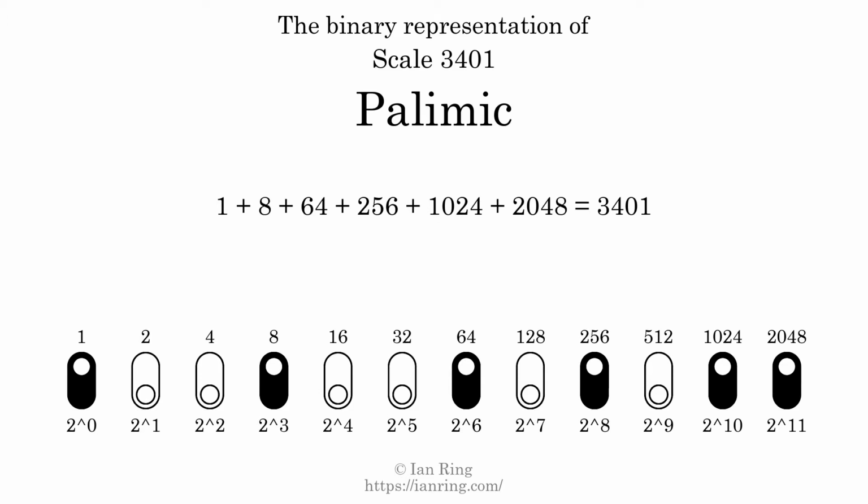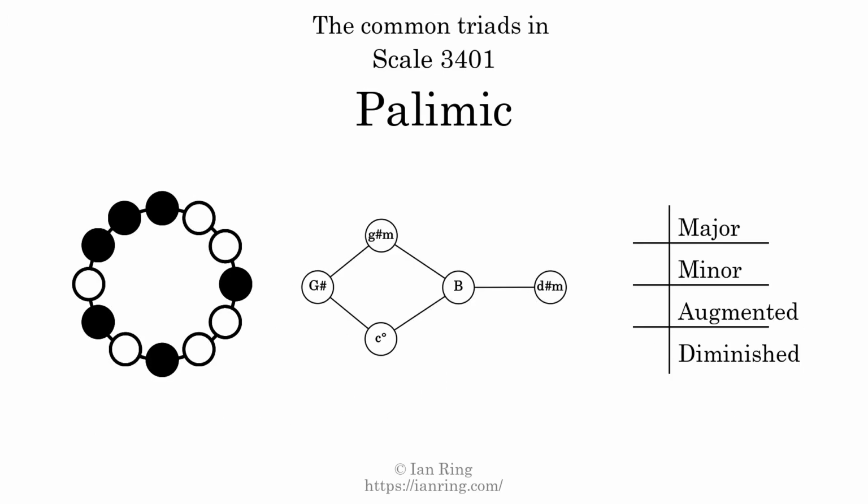The scale number not only enumerates the scale with a unique index, but it also literally describes the tonal content of the scale. Represented as a binary number in base 2, the scale number is 1101010010001. Here are the common triads present in this scale.